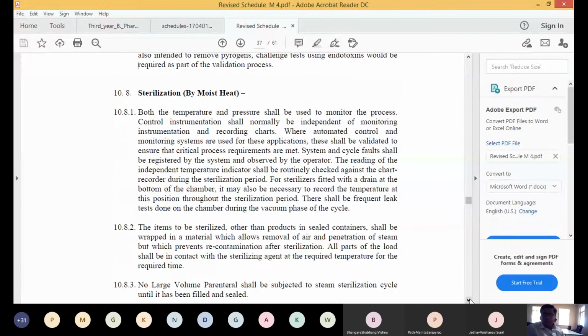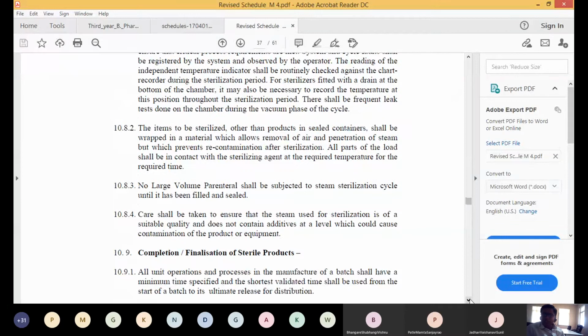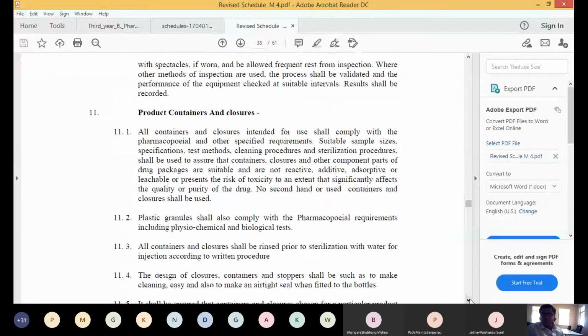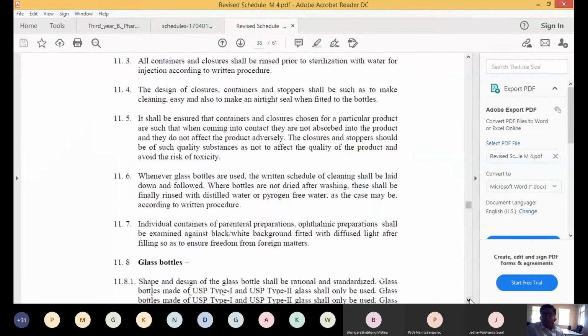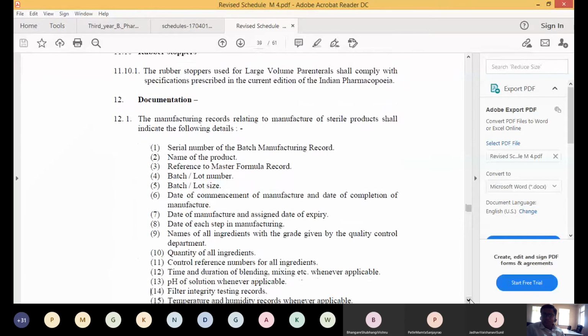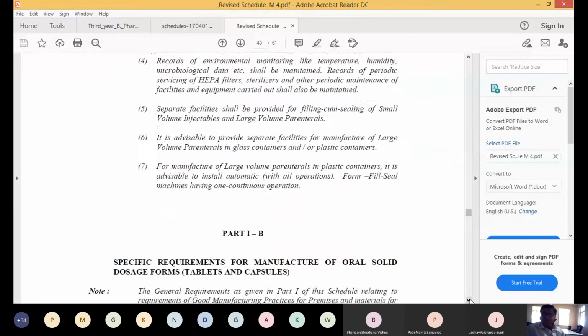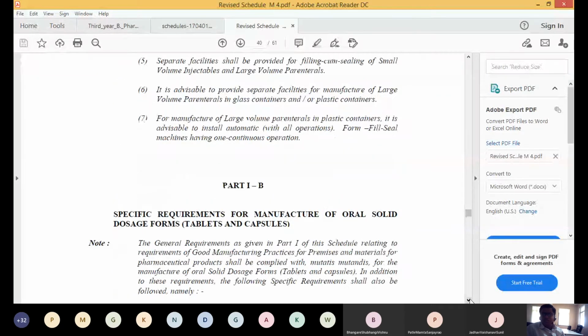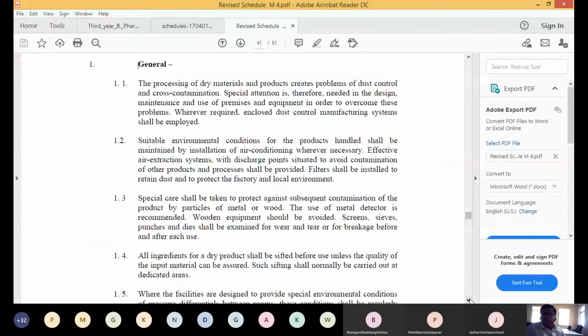Then sterilization, which type of sterilization? By moist heat sterilization. Then completion or finalization of sterile products, product containers and closures, how containers and closures should be designed, rubber stoppers, their documentation. So all types of manufacturing requirements, they are not just manufacturing requirements, they are good manufacturing practices. GMP practices come first, and those GMP practices should be followed properly, and all are included in Schedule M.